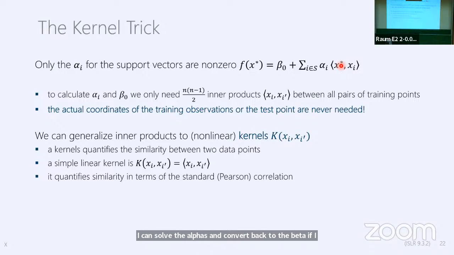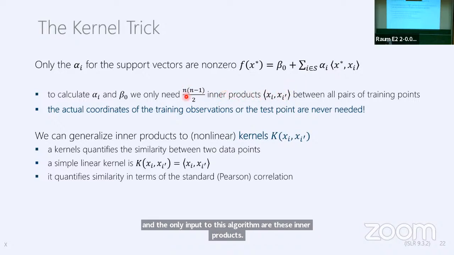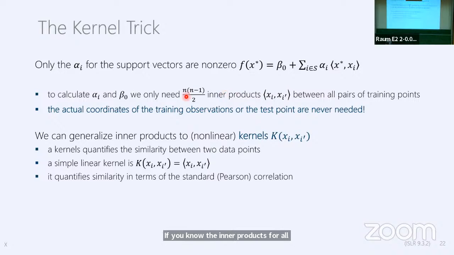In other words, there is a way to solve this problem, and the only input to this algorithm are these inner products. If you know the inner products for all potential n choose 2 pairs, meaning all pairs of training data points, then you know how to find the optimal function. You don't need to know the actual coordinates. And this is exactly what makes this approach really interesting, because now we can very easily generalize it.